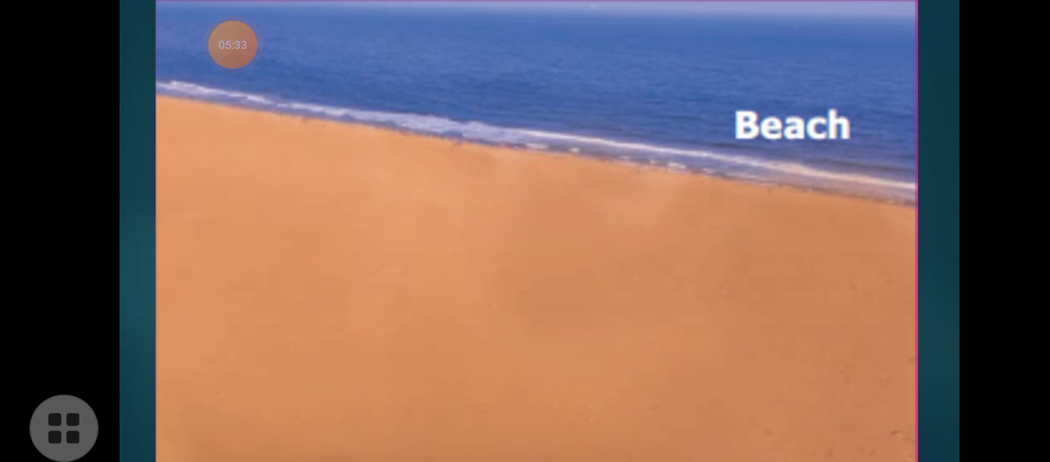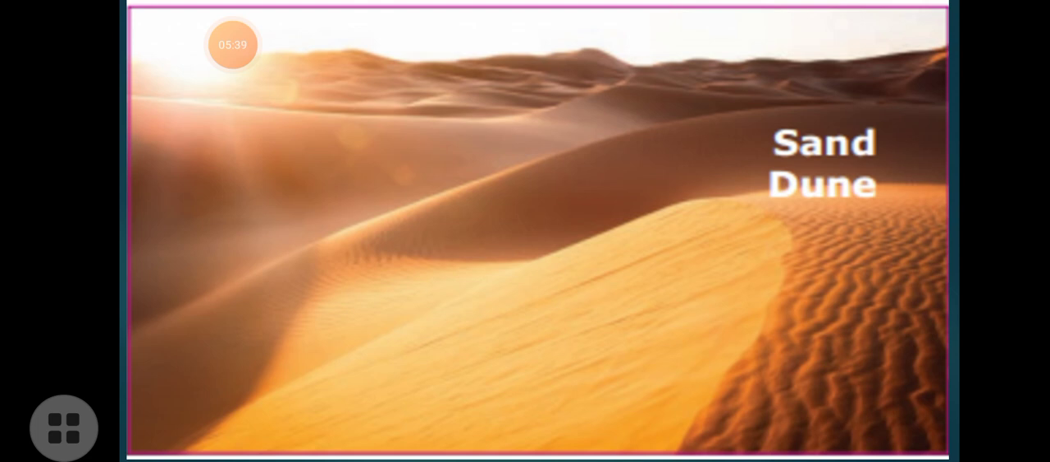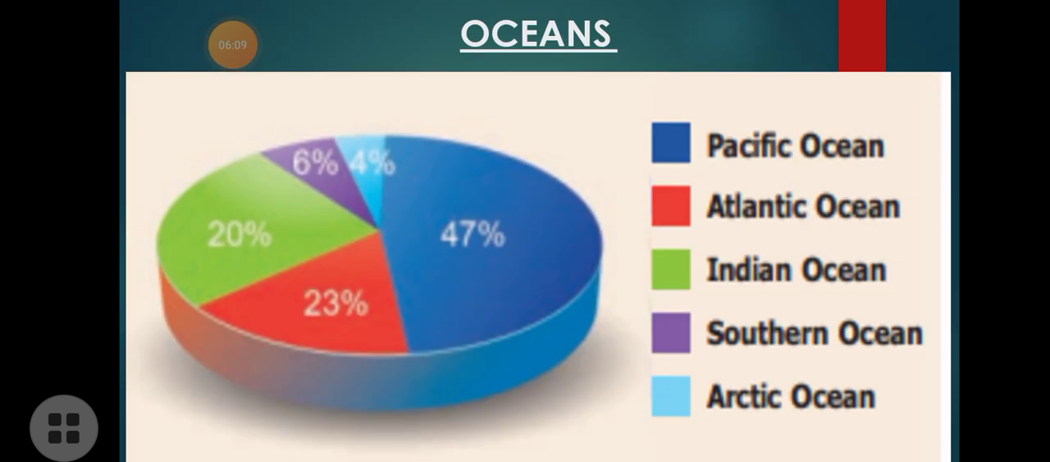So this is another example of third order landforms. Sand dunes are also a third order landform. They are also formed by deposition of the sand, moving the sand from one place to another. So valleys are formed by erosion, and beaches and sand dunes are formed because of the deposition of soil. Children, now let's move on to the next topic, oceans.